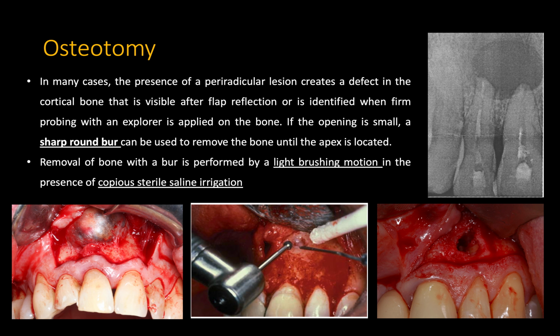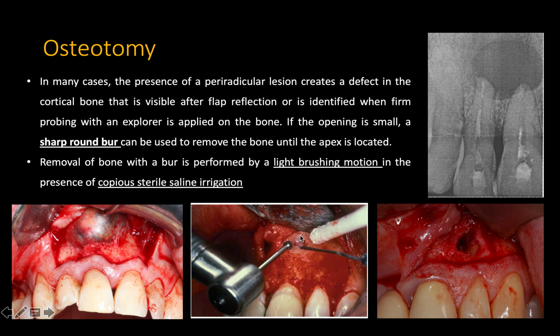Now, in many of the cases, and you probably know this from before, when you have a radiolucency on periapical radiographs, this means that at least one of the cortical plates, the buccal or the palatal, is already perforated by the periapical lesion. In these cases, you will have the bony cavity and the soft tissue obvious in the area, and you don't need to trim more bone to gain access to the apex of the tooth.